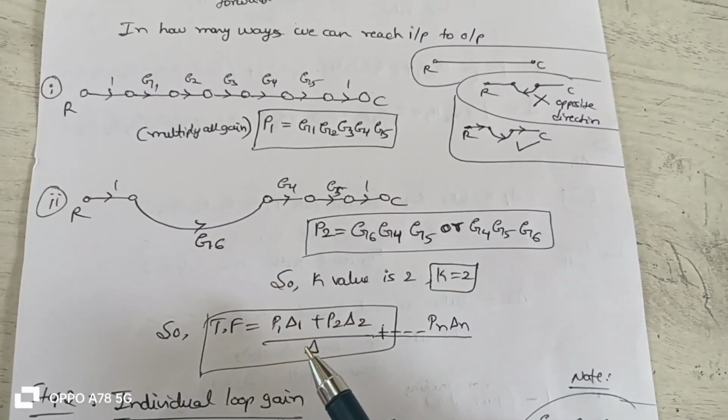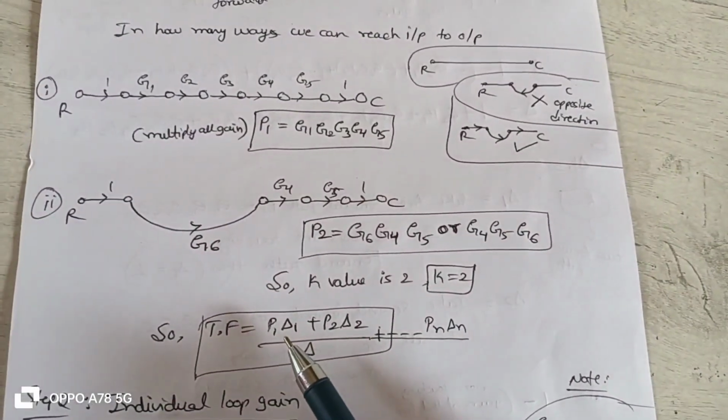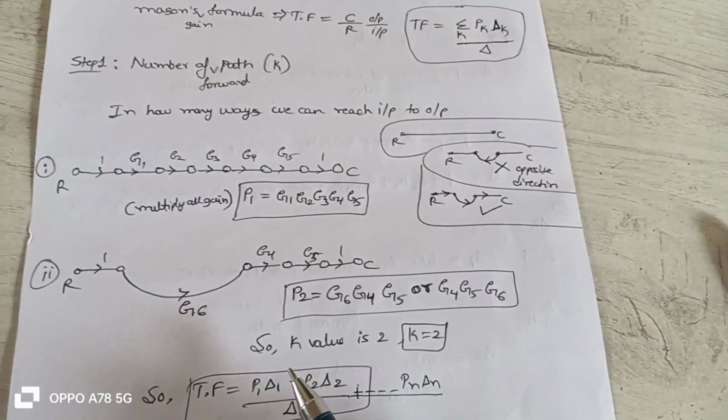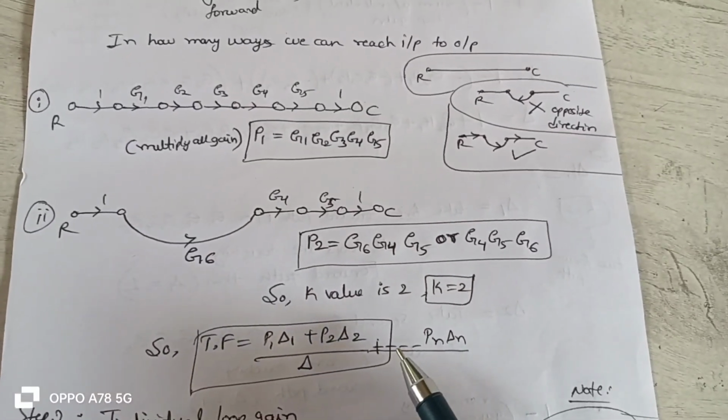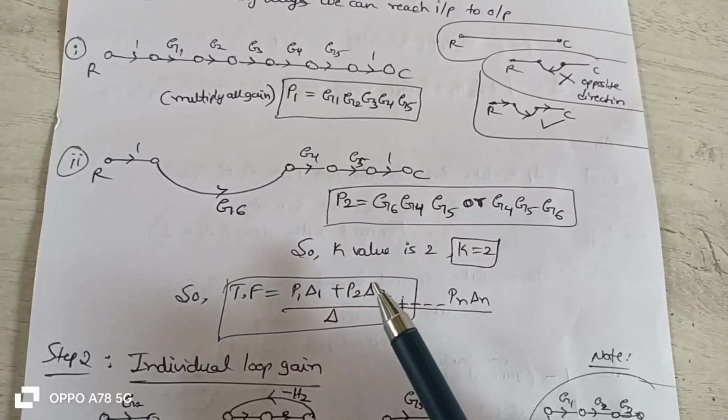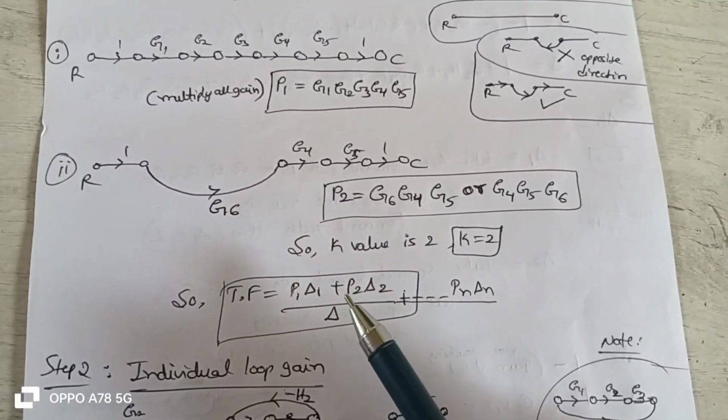We can rewrite Mason's formula as P1 delta 1, plus P2 delta 2, plus so on up to Pn delta n, divided by delta. Here we have k value 2. So this is the first step.